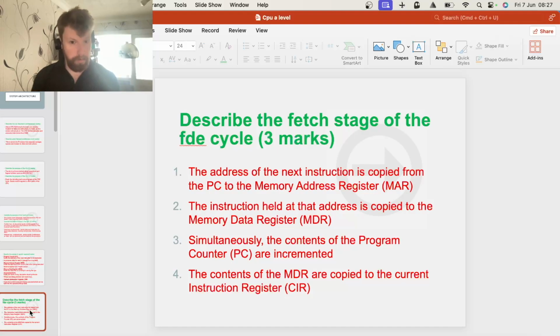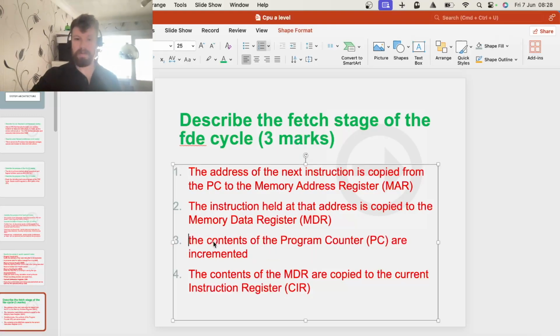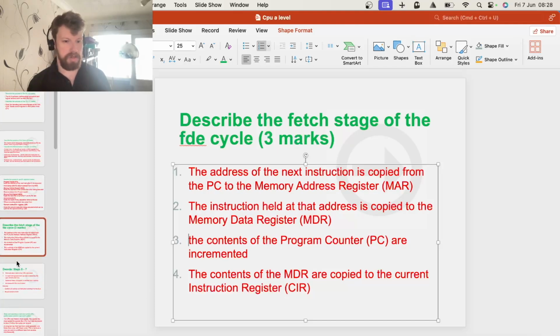Address is copied from the PC to the MAR. Again, no inference that the program counter is doing it. The instruction held in the address is copied to the MDR. This will help you with some of the points on the previous one as well. Simultaneously, you probably don't need the word simultaneously, make it easier for yourself. The contents of the program counter are incremented, less to remember, more likely to remember it. The contents of the MDR are copied to the current instruction register. So that's the fetch stage.